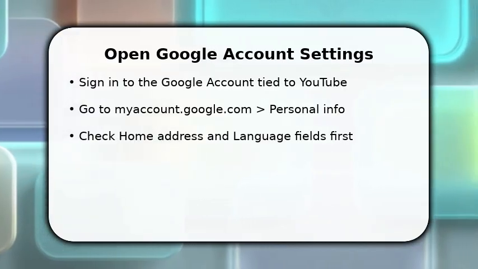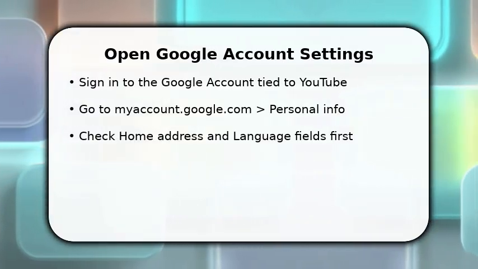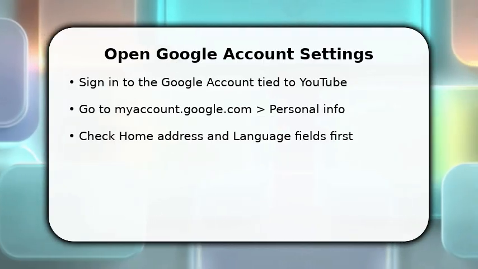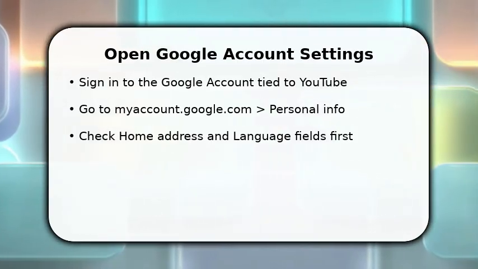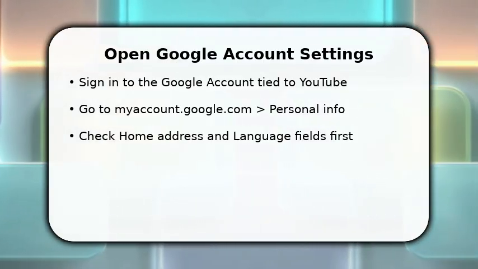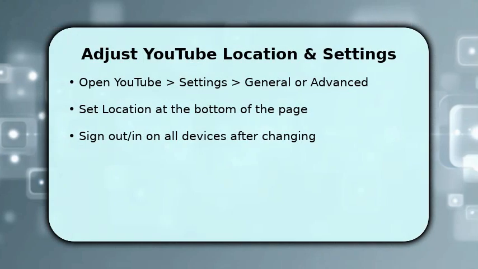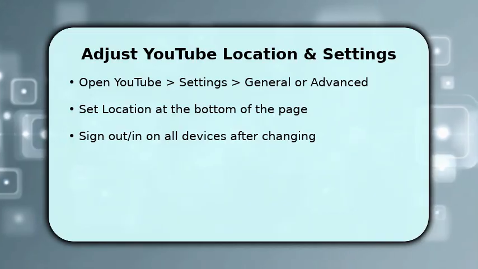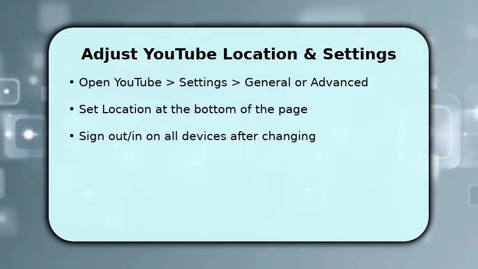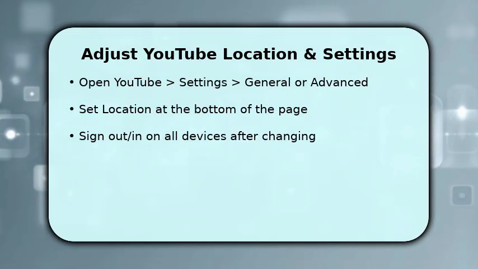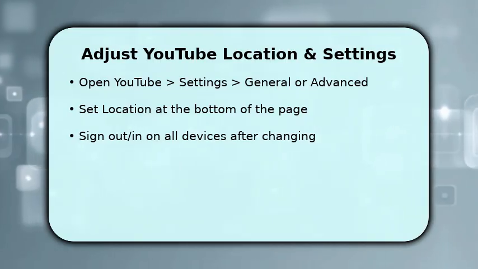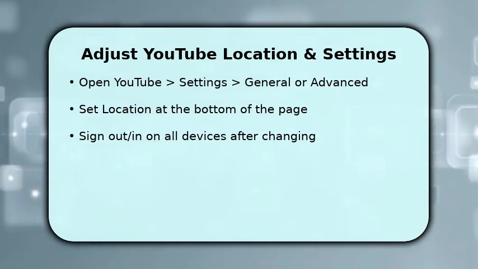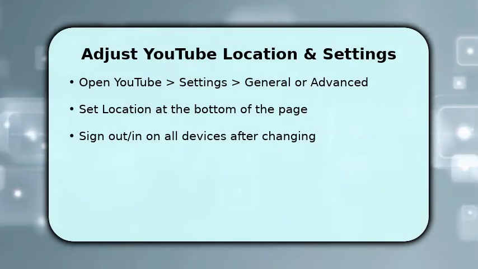Make sure YouTube is closed in other tabs and on mobile apps before continuing, so the platform reads the updated account data immediately. Next, go directly to YouTube settings because that's where the visible country option lives. In YouTube, access settings, then general or advanced depending on layout, and change the location drop-down to the intended country. This affects content recommendations and some regional features.